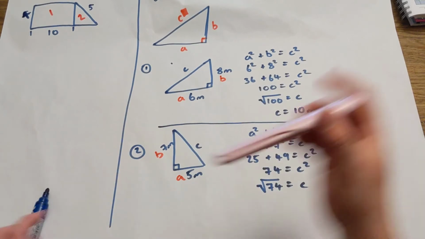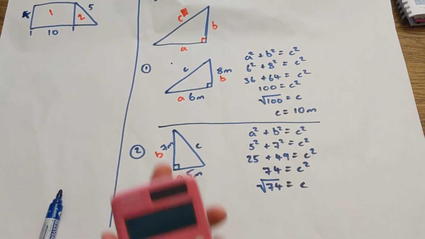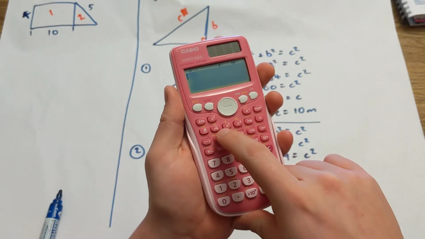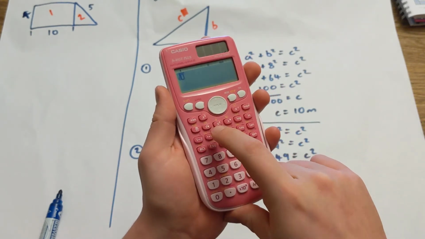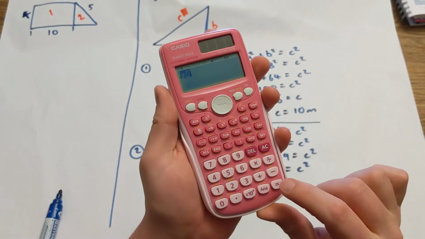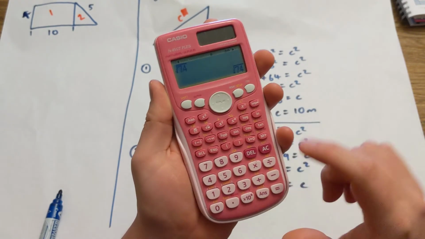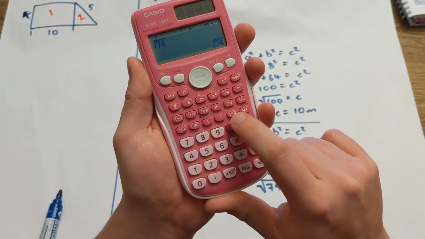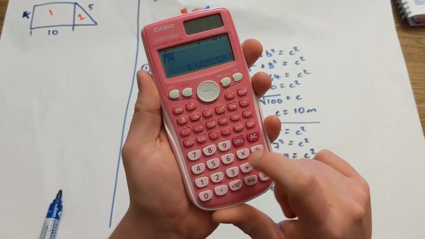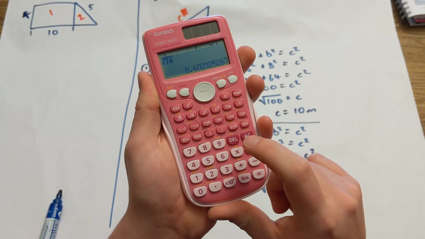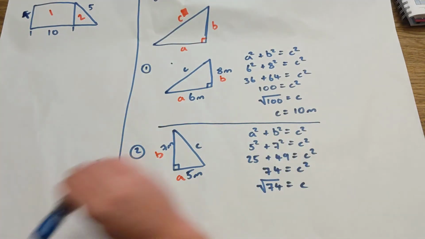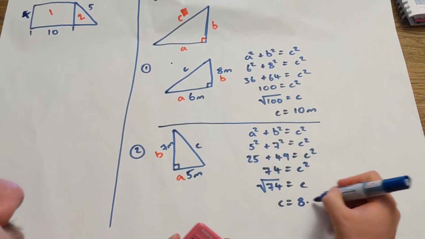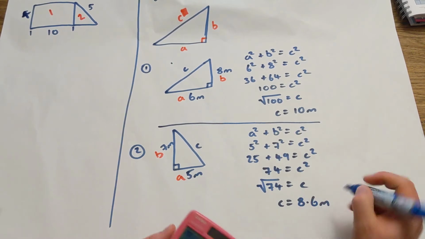So, on calculator, if you can't remember, the square root button is normally around about here. It looks like the square root symbol with a little empty box in it. You just press that, then 74, press equals. It might display the answer in a square root. Then you press your SD button like you do with fractions, and it will change it to something with decimals in. And so it's 8.6, okay? So here, c equals 8.6 meters.